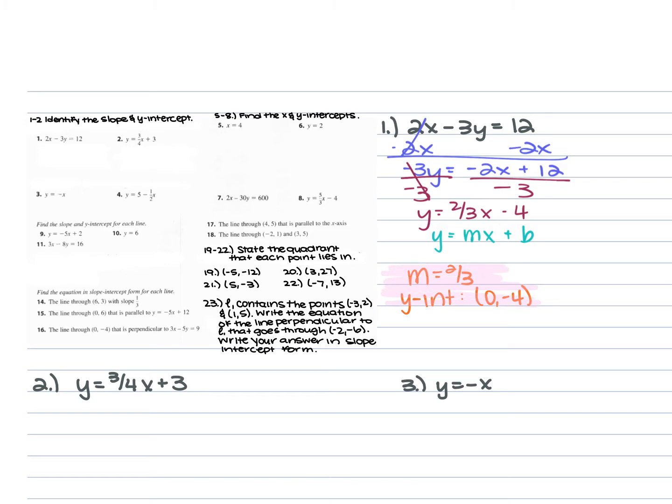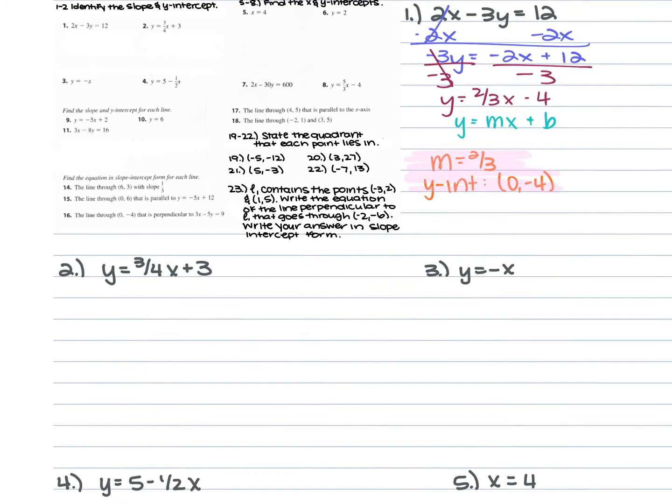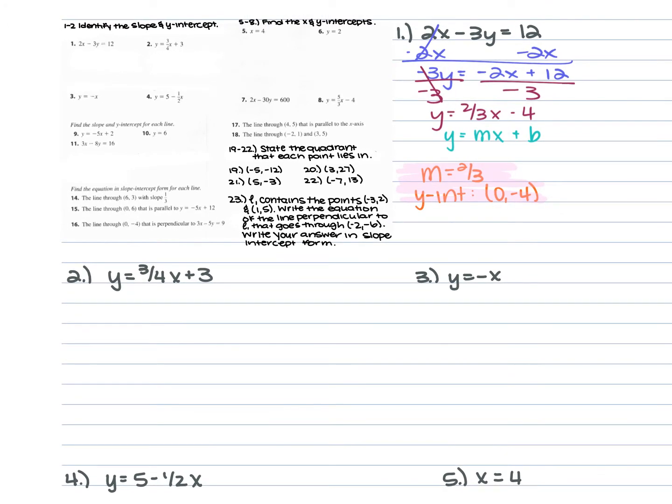For number 2, we have y is equal to 3/4 x plus 3. This one's already in slope-intercept form for us, so we do not need to move anything around. What is your m from here, your slope? 3/4. Positive 3/4. Your b is that positive 3, so your y-intercept is what? 0, 3. Good.